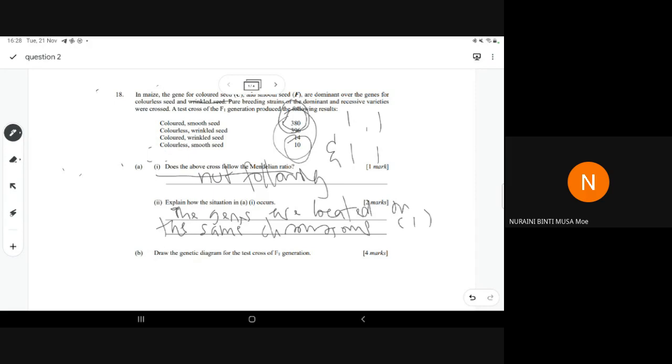What about another mark? Okay, where does the other mark come from? Jawapannya dua markah. The other mark comes from the fact that you have to add another point that crossing over occurs. Okay, so draw a genetic diagram for the test cross of the F1 generation.